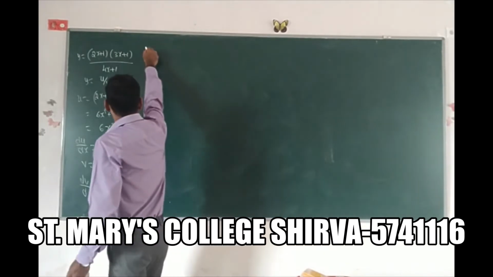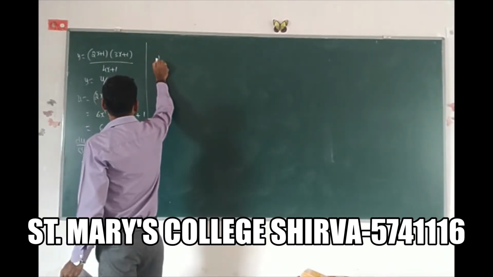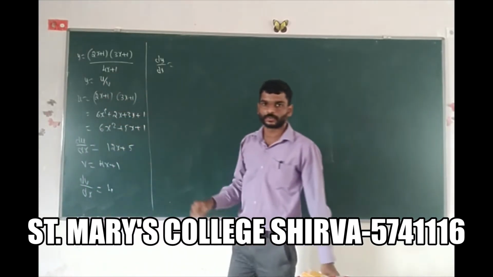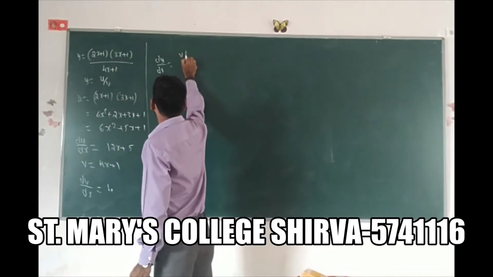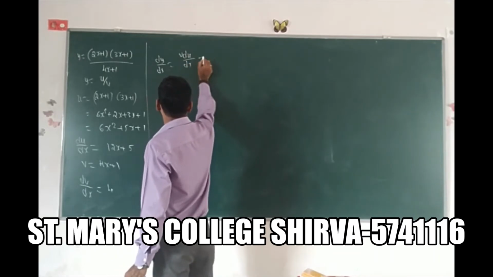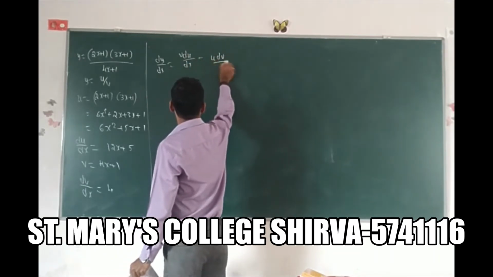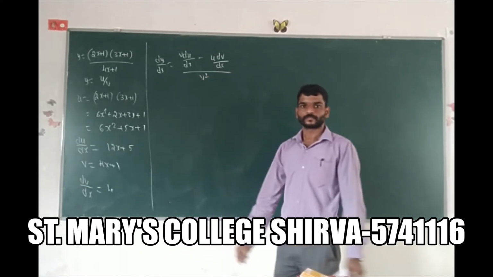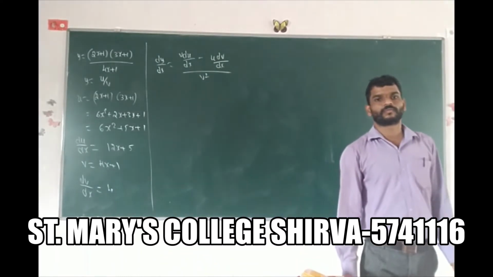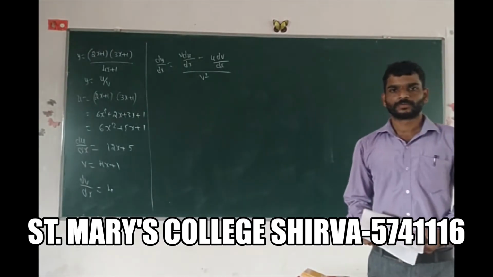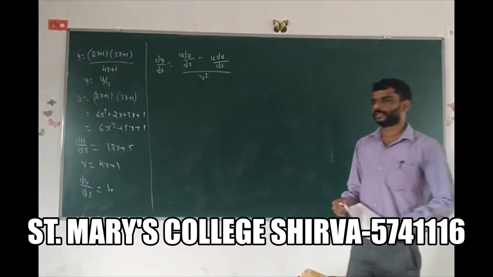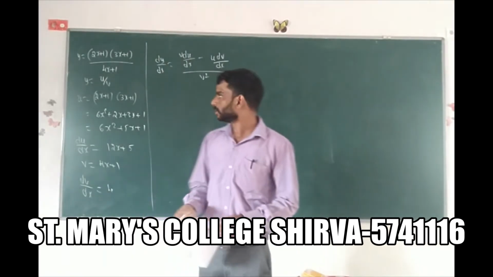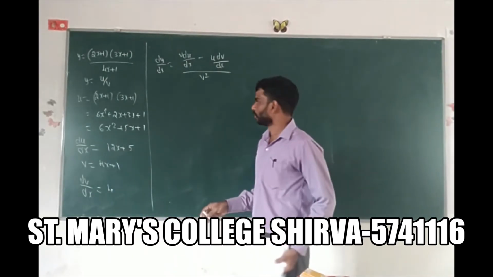Okay, next find out dy by dx. We know the equation: v into du by dx minus u into dv by dx, divided by v square. That is the general rule for the quotient. So the given function is of the form p by q. When it is in the p by q format, we can solve it this way.